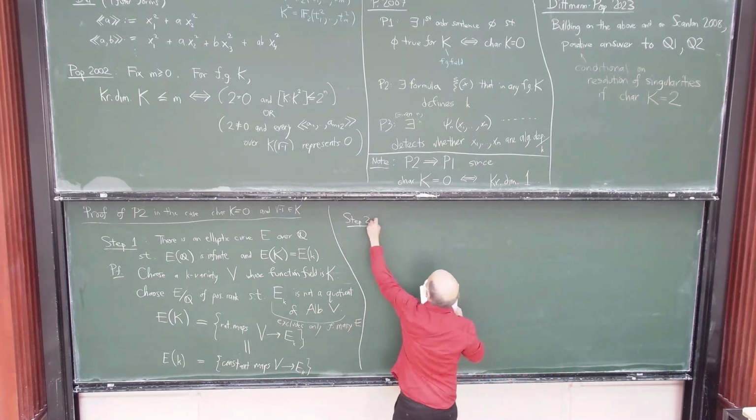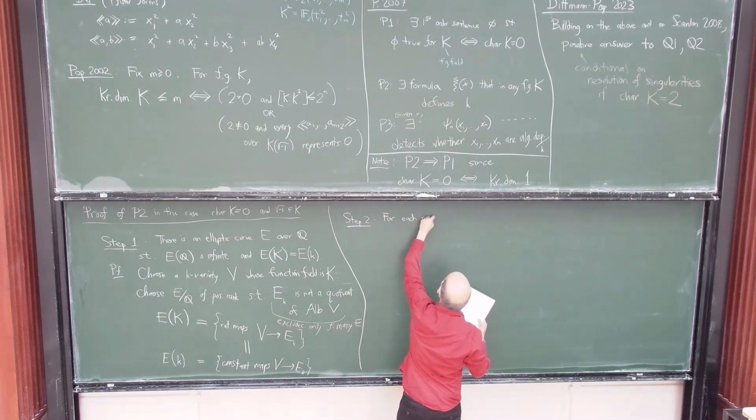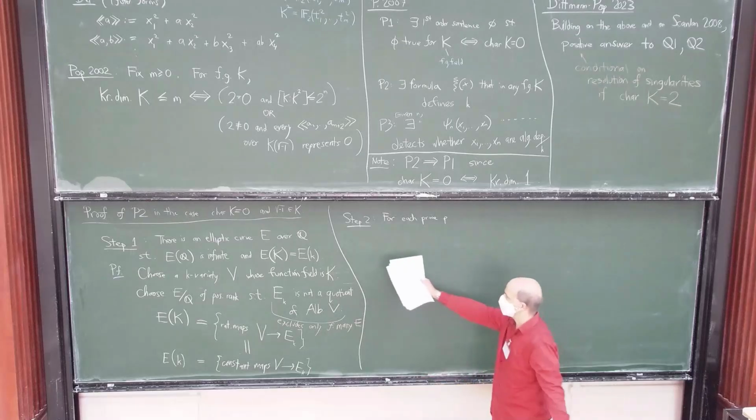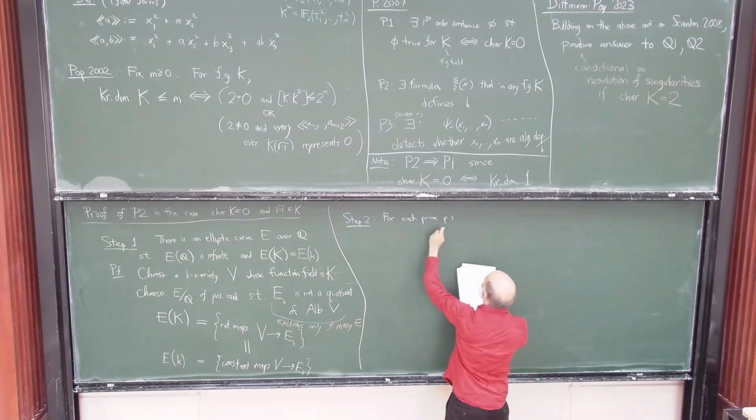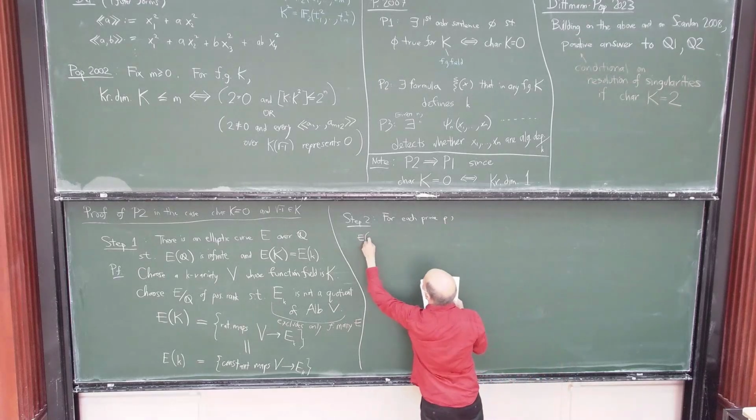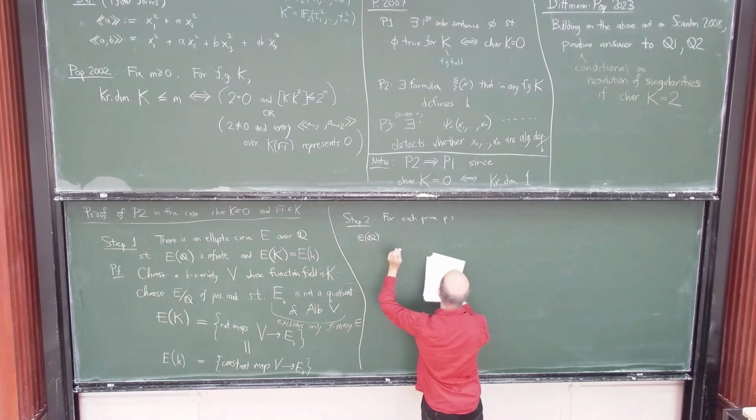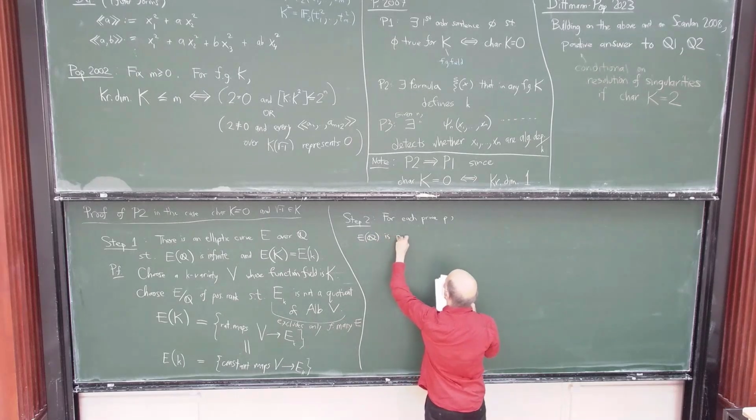Okay. So step 2 is that for each prime p, now I have this elliptic curve, and I want to say that if I look at this set of rational points, then this is p-adically dense.